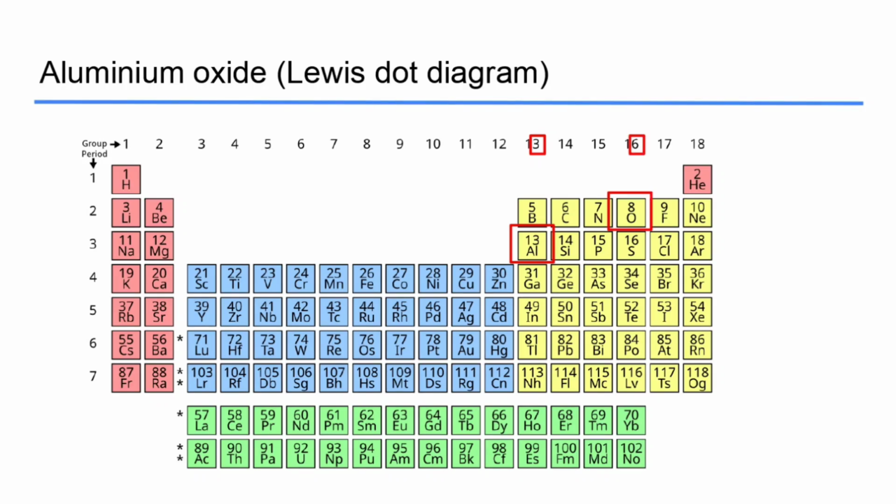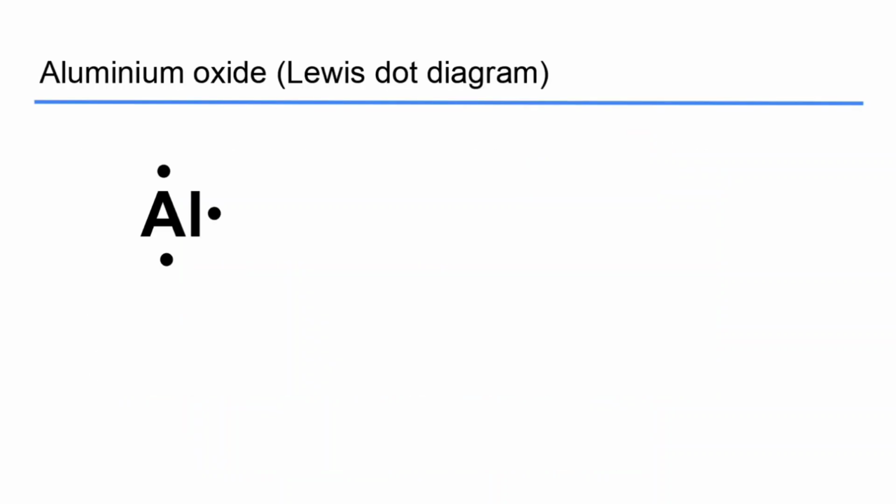On the other hand, oxygen belongs in group number 16. Thus, it has 6 valence electrons. So, aluminium symbol first, then 3 valence electrons, and do the same for oxygen except with 6 electrons.